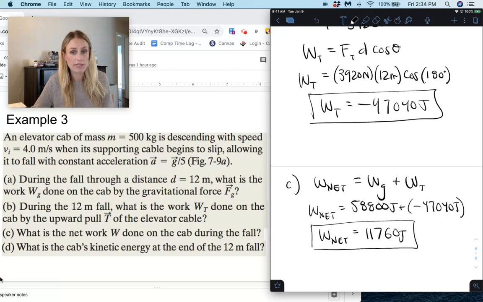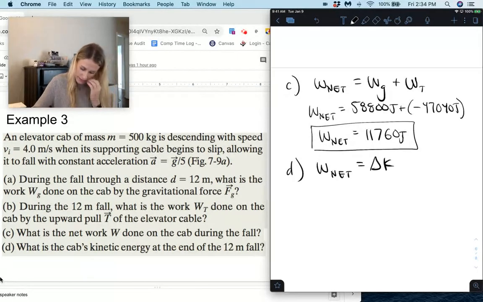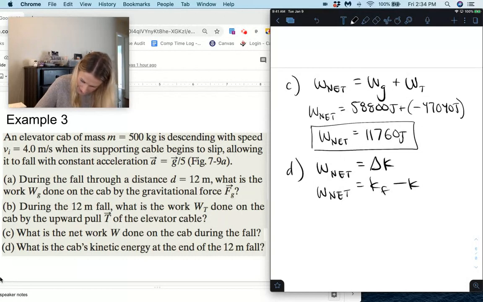And then finally for part D, it says, what is the cab's kinetic energy at the end of the 12-meter fall? So I know for part D that the net work done will be equal to the change in kinetic energy. So I want to find final kinetic energy here. So I get net work is equal to final kinetic energy minus initial kinetic energy.